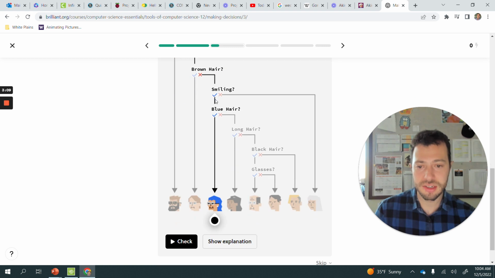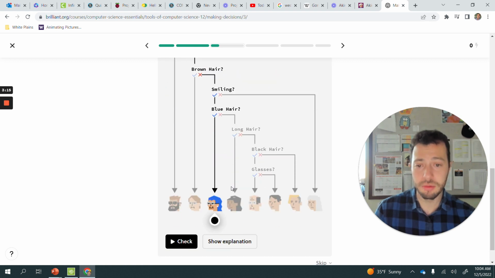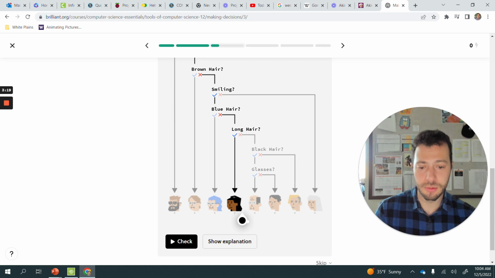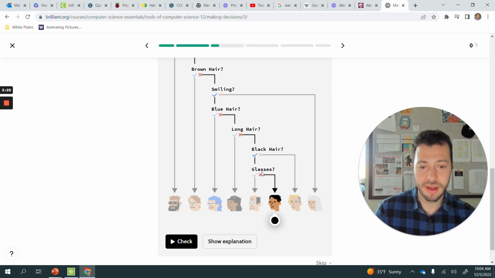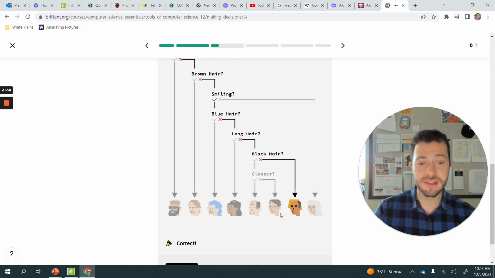Smiling face, yes, smiling, so check that. So we go down over here. Then blue hair, it says short blonde hair, so not blue hair, so we can move on to the next one. Short hair, not long hair, so move on to the next one over here. Then it says over here black hair, nope, short blonde hair, keep moving on. Which is going to be beyond that. So if it's not black hair, it thinks it's this person. So we're going to check it, and that ends up being the one.